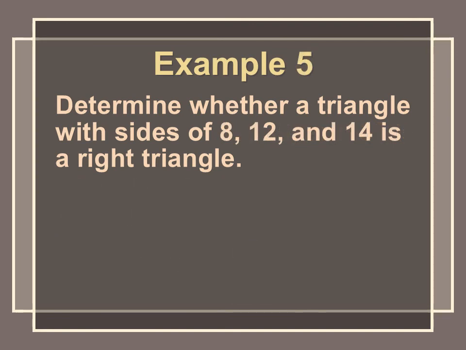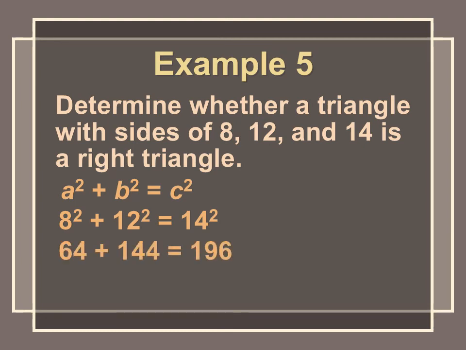Go ahead and try this one on your own. Oh, no, actually, we'll do this one together. We have sides 8, 12, and 14. So we're going to go ahead and use the Pythagorean theorem. And remember, our 14 is our largest number, so it's going to be C. So 8 squared is 64. 12 squared is 144. And 14 squared is 196. So 64 plus 144 is supposed to equal 196. And since it doesn't, 64 plus 144 is actually 208, and it does not equal 196. That means the answer is no, it is not a right triangle.